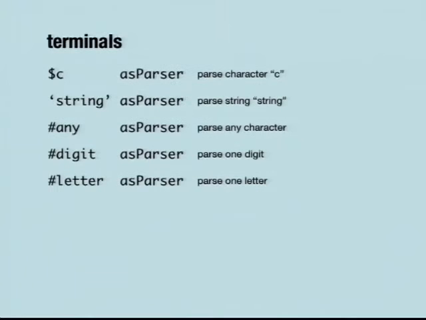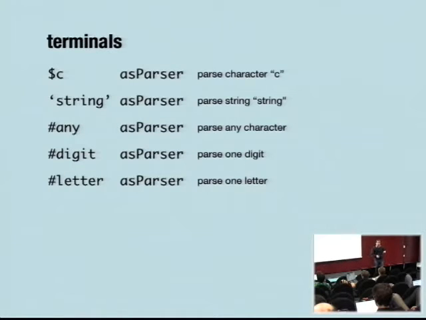So let's see what kind of parsers we can have. First of all, we have the terminals. We have terminal character, which is one single character. We have a string, which matches that particular string. We have any, which matches any input character. We have a digit, so hash digit as parser will give you a parser that will parse only digits. And we have letters.